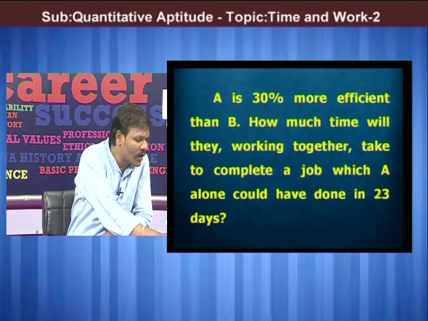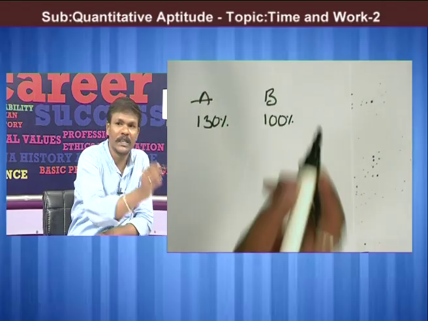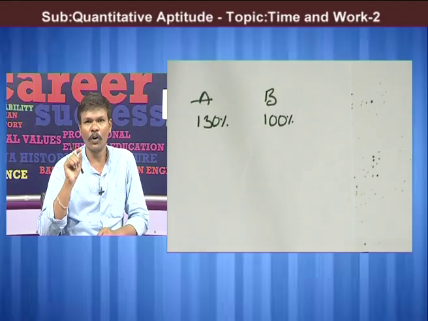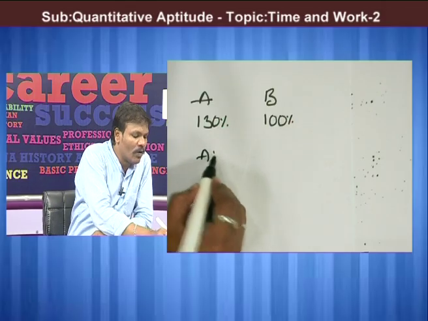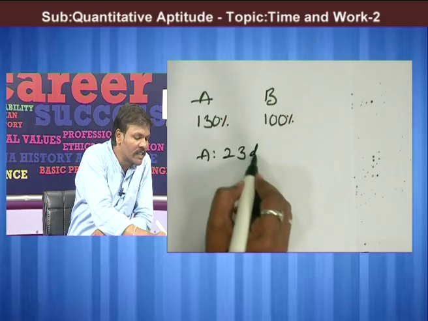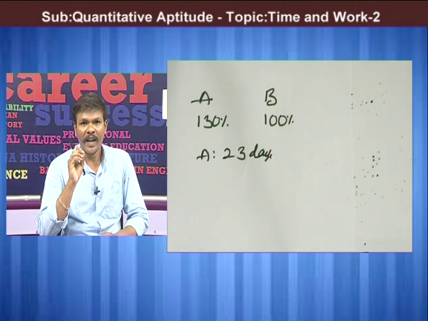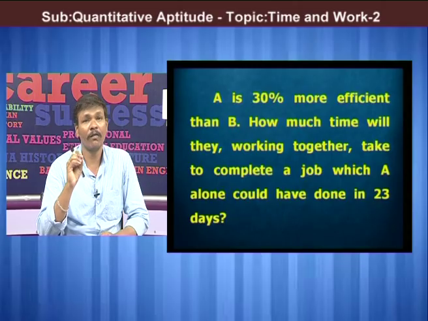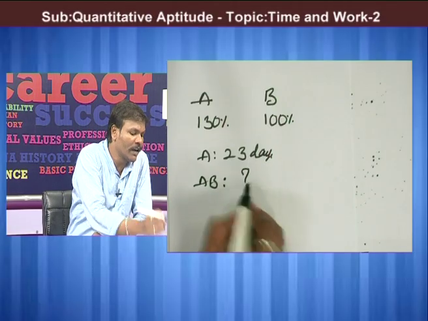So, it was 130%. B's simple base value is 100. In this question, the last sentence says A alone could complete it in 23 days. So A completes the work in 23 days. The question is how much time will they take working together to complete the job. That means A and B working together, in how many days.